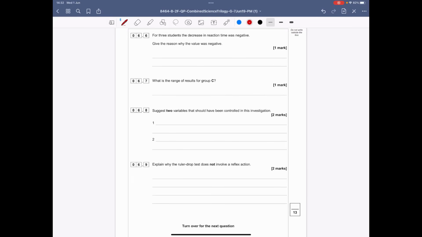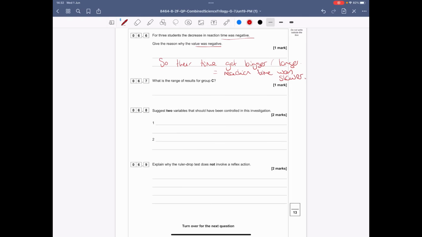Question 6.6. For 3 students, the decrease in the reaction time was negative. Give a reason why their value was negative. Well, if it's a negative decrease, it actually means their reaction time got longer. So their time got bigger or longer, or the reaction time was slower.